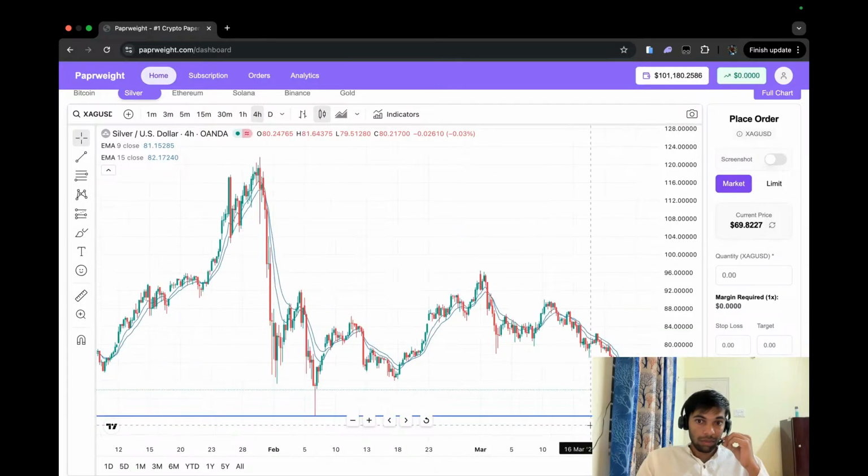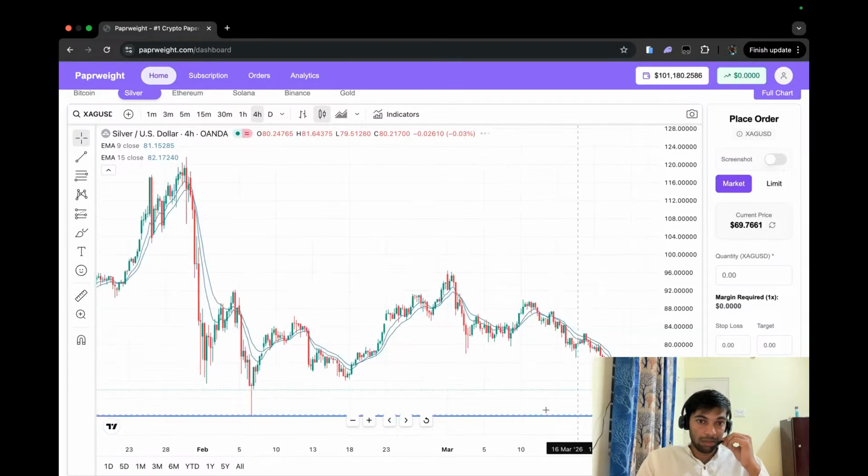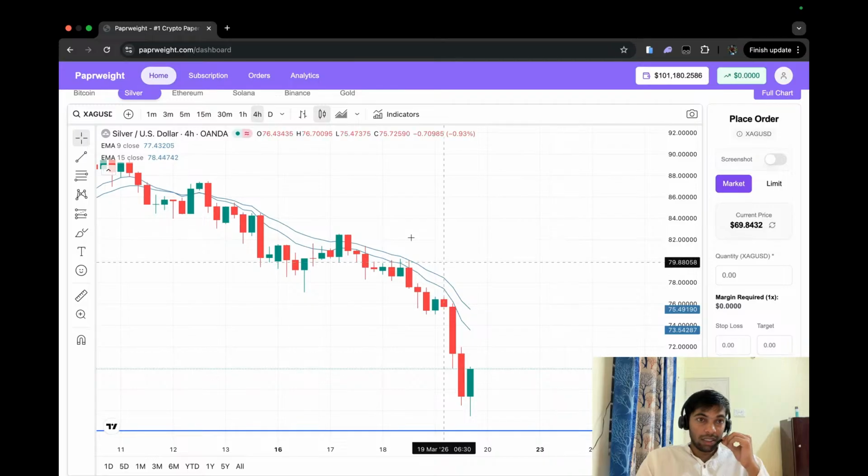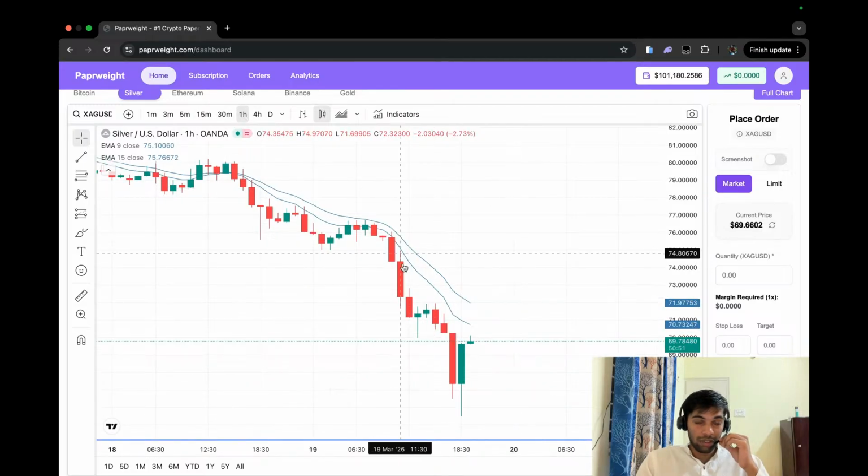But after this much selling, it's quite difficult to say. So what is happening at the 1 hour time frame? You can see after this much falling, the market is taking a pullback and has reached the EMA at the 1 hour time frame.